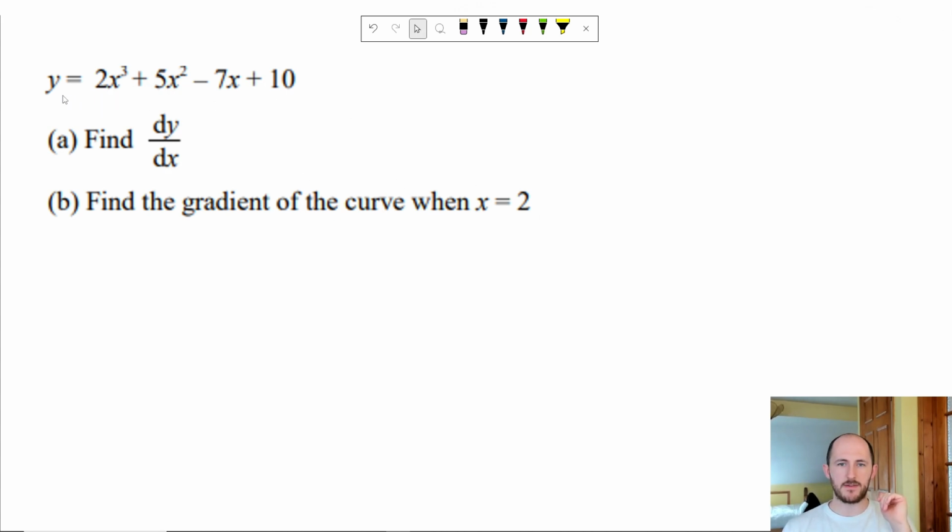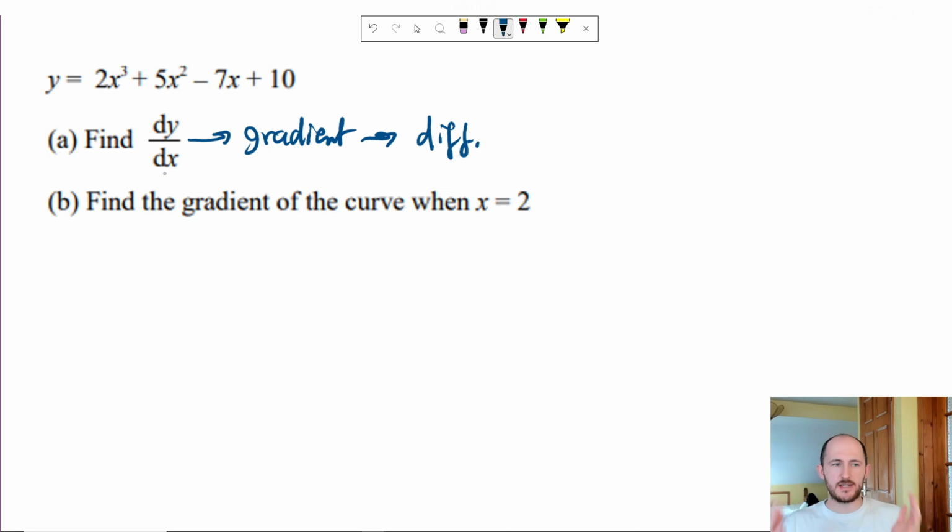So here we have an equation of a cubic, so 2x cubed plus 5x squared minus 7x plus 10. Find dy by dx. This means, if you remember, to work out the gradient it was the difference in y over the difference in x. You can think of dy by dx as difference in y over difference in x. All it means is the equation for the gradient, or it means you're doing differentiation. That's all it means.